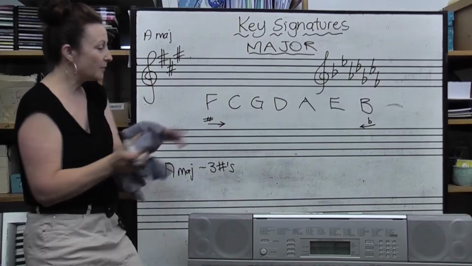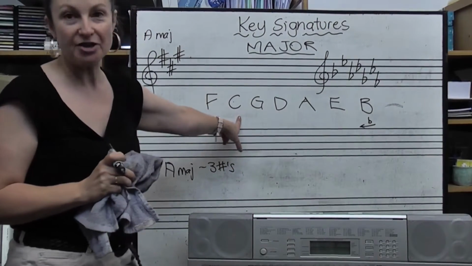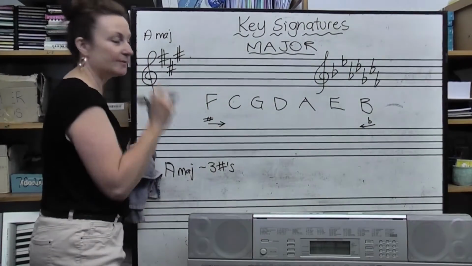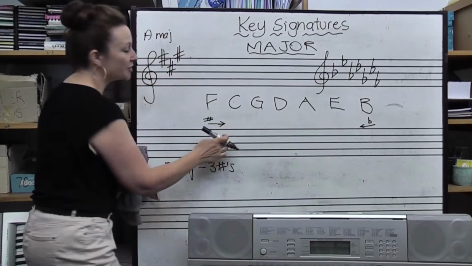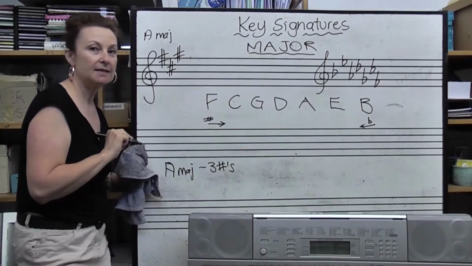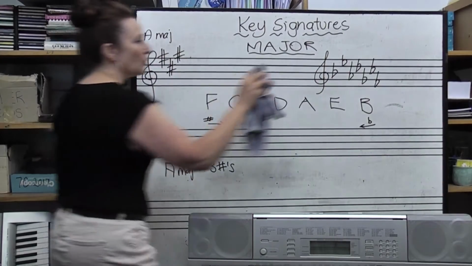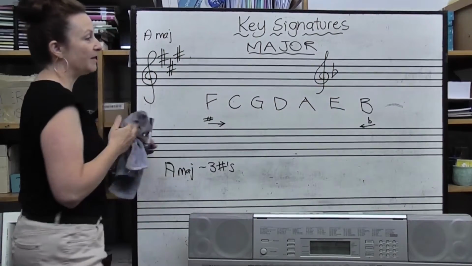Okay, it works with the flats as well. We always start at C. Let's say I want to know the key of F major. F major, well, it's one step away. It's one step, which means it must have one something. Because we went in this direction, it must have one flat. And when it's one flat, it's always the same. It's always going to be a B flat.